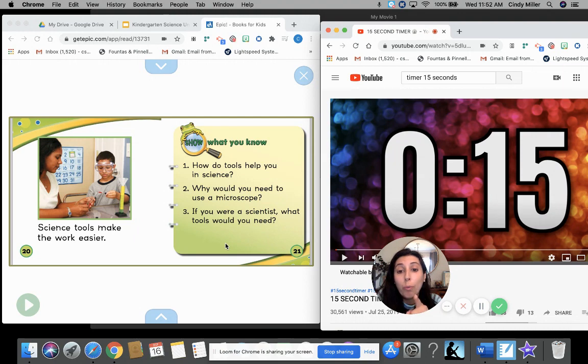If you were a scientist, what tools would you need? Well, guess what? The author of this book must not know that you are a scientist. So instead, let's answer this question. Since you are a scientist, what tools do you think you might need to use to explore the world around you? Think about that question. In just a moment, we'll share. Again, share with someone near you, or you could even just talk right into your hand. Ready, set, go.